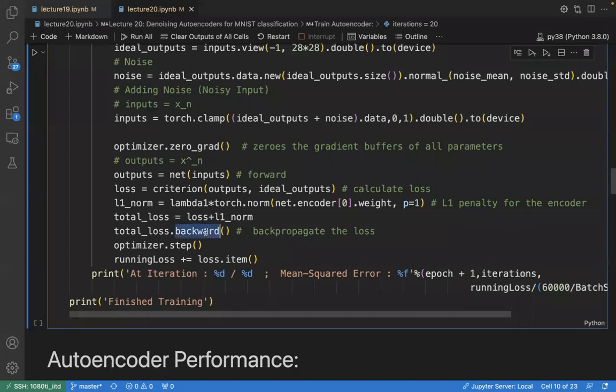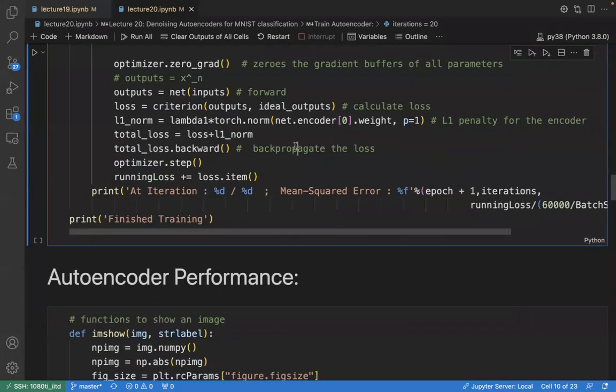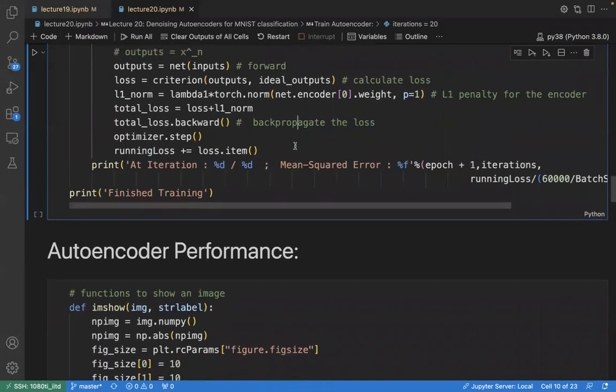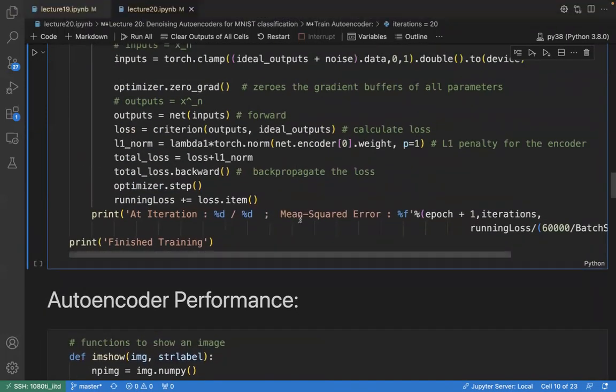And we are backpropagating the loss now, and we are taking a step, and then we're tracking the loss for each iteration. Let's just train it for 20 epochs, as it said earlier initially, and we can tune it according to our need.